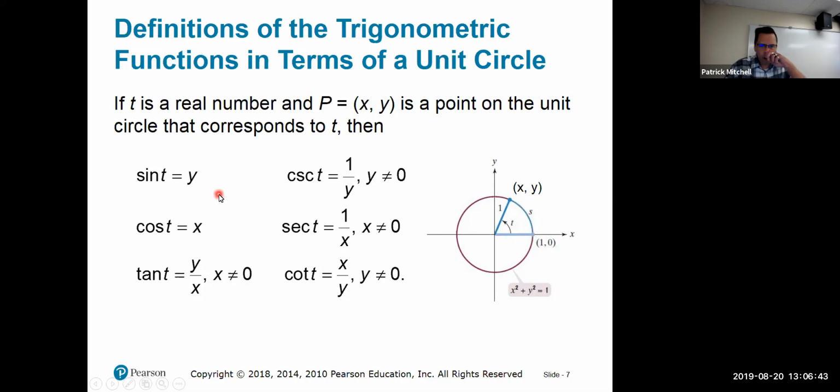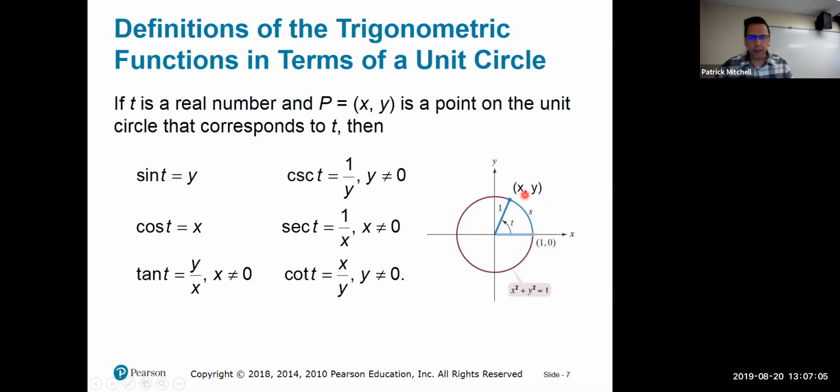And what comes out of this function is either an x value, a y value, or some kind of ratio involving x and/or y. Okay, so the sine of t is just the y coordinate of this point. The cosine of t is just the x coordinate of that point. And of course, we're going to do examples.